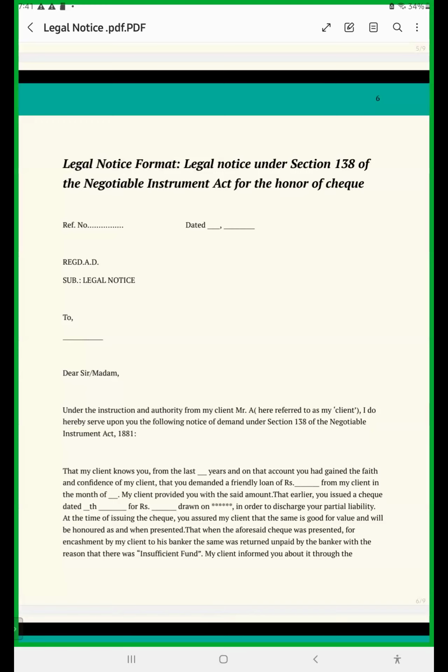ठीक है. Again, reference number, date, registered AD, subject: your legal notice under section 138 of the Negotiable Instruments Act for the honor of the check. Okay. To whom, write down the name of the person, dear sir or madam. Okay. So अभी इसका affirmation start with that: under the instruction and authority from my client Mr. A, here referred to as my client, I do hereby serve upon you the following notice of demand under section 138 of the Negotiable Instruments Act 1881.